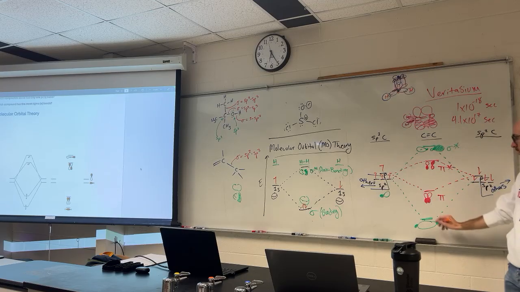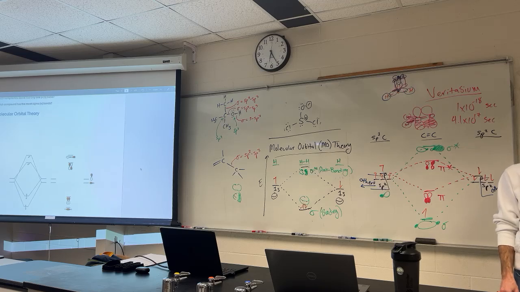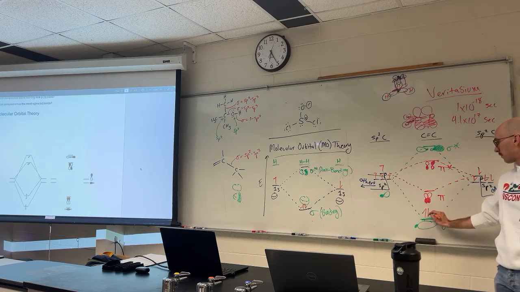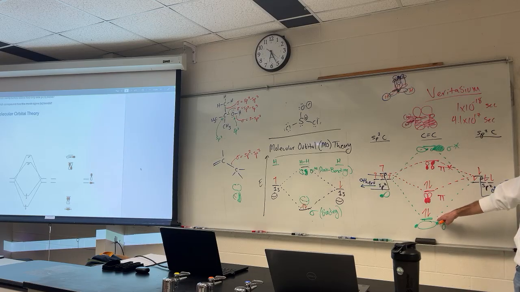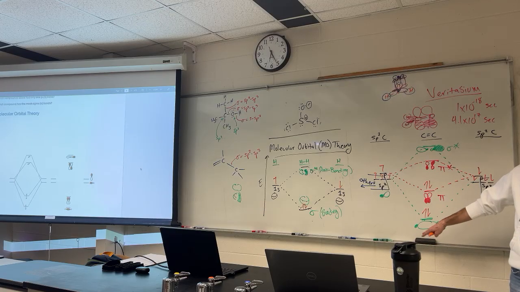So first electron goes into sigma, the lowest energy. Second electron pairs in sigma. Third electron goes into pi. That's the new lowest energy. Fourth electron pairs in pi. So I have created two new bonds, a sigma bond and a pi bond, because I have electron pairs occupying a sigma orbital and a pi orbital.